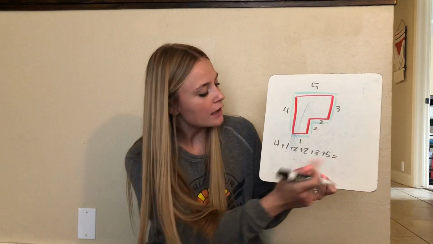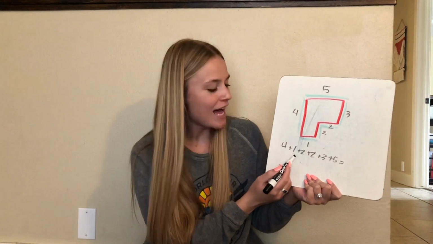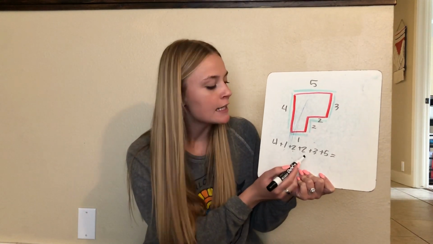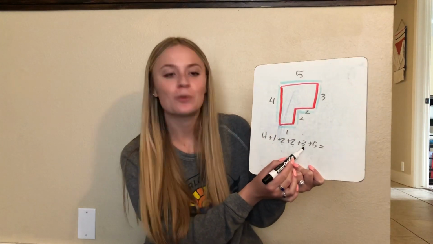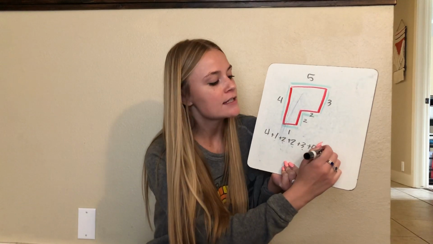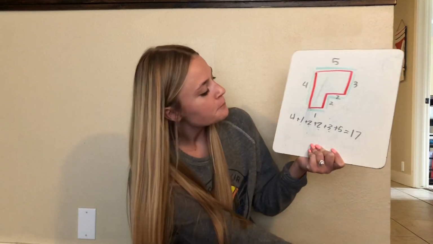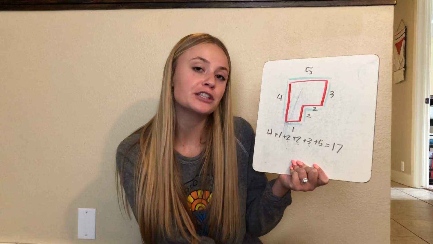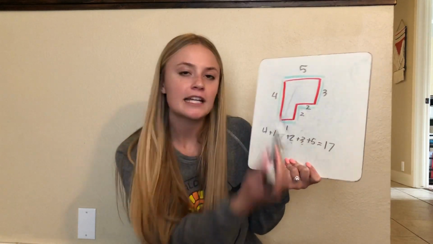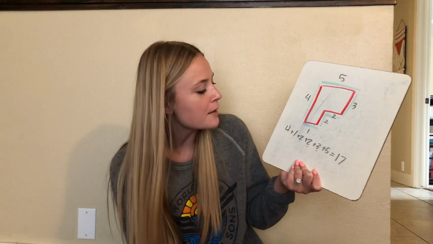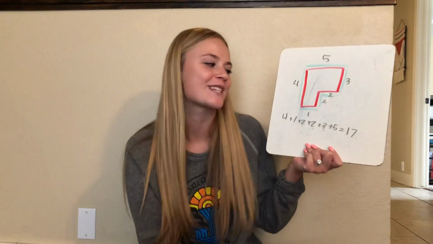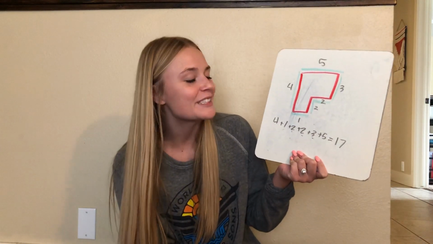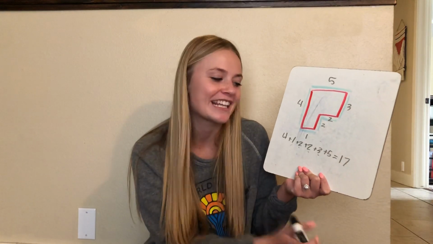So if we add these all up, we know 4 plus 1 is 5, 5 plus 2 is 7, 7 plus 2 is 9, 9 plus 3, 12, and 12 plus 5, 17. Okay? So the perimeter of this shape would be 17 inches or feet or whatever it might be. I just wanted to double check my math. So that was Lesson 2, was just finding the perimeter.